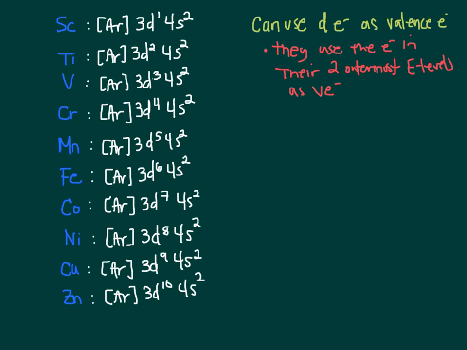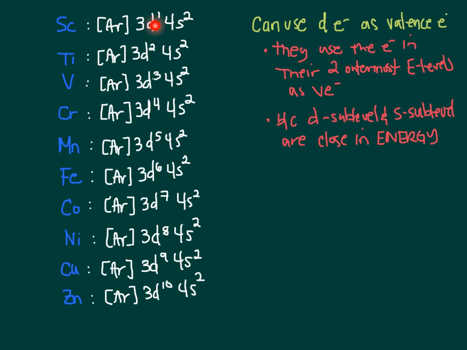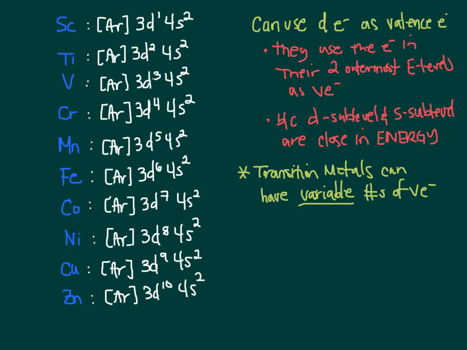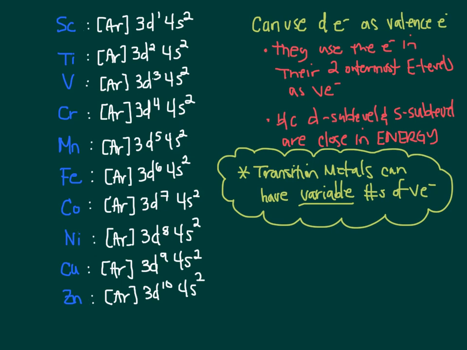So why can they do this? They can do this because their D and S sublevels are very close in energy, which means the electrons contained within them are close enough in energy that they all essentially act like their outermost electrons. So what this all boils down to is that transition metals have or can have a variable number of valence electrons.